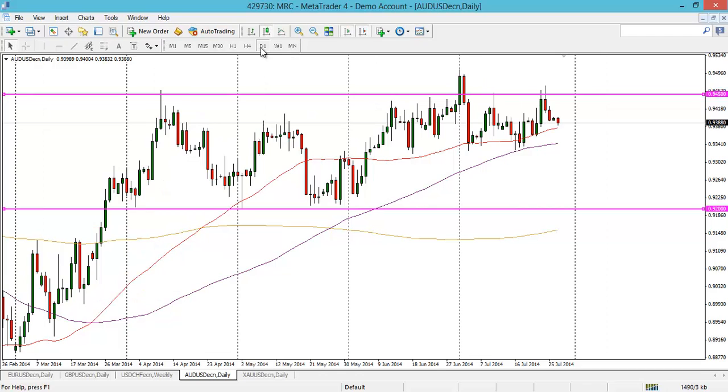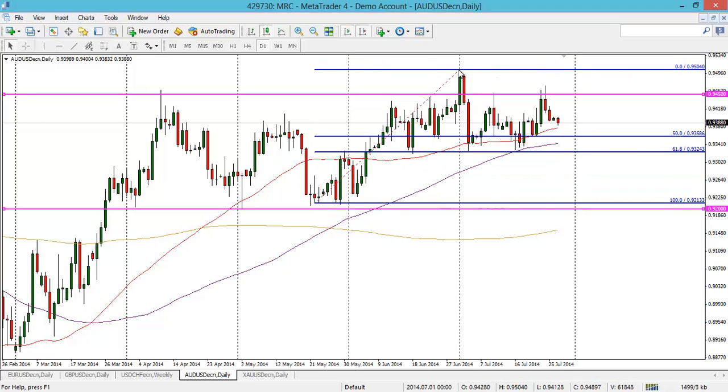In terms of the daily chart, the same two levels really. You can see we had that nice reversal a few days ago, and we started to grind a little bit lower. In terms of fib moves, remember we were speaking about this move here.